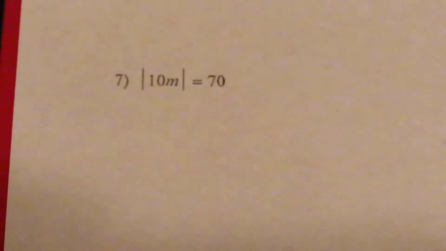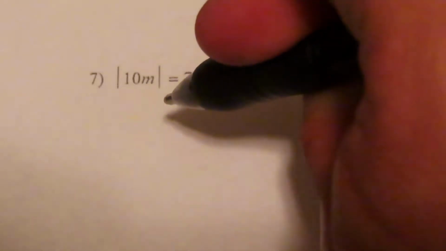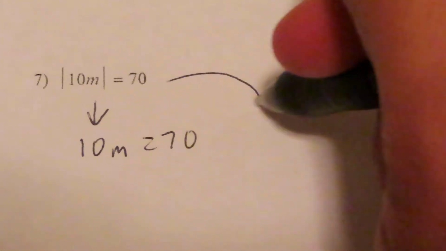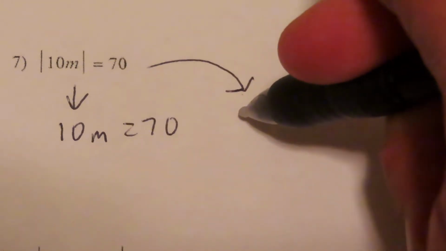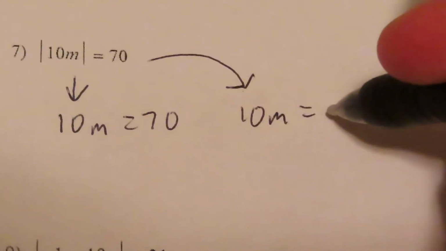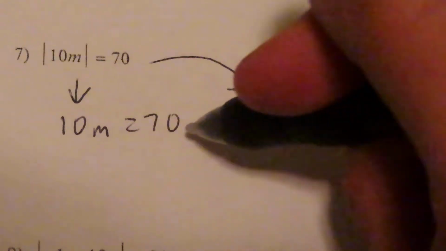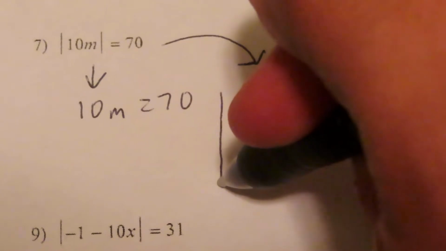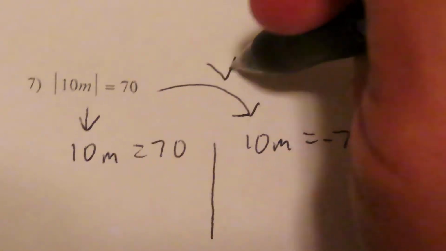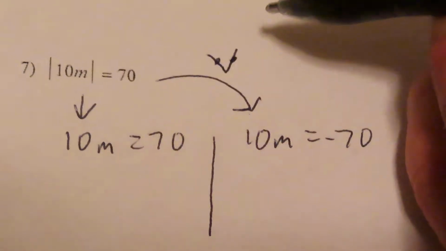Maybe number 7. So again, you drop the absolute value symbols. And so we got 10m is equal to 70, and then you do it again. This time you make that 70 a negative 70. That's how solving absolute value works. So 10m is equal to negative 70. So we have two equations, getting two answers. Just remember, absolute value, you usually have two answers.